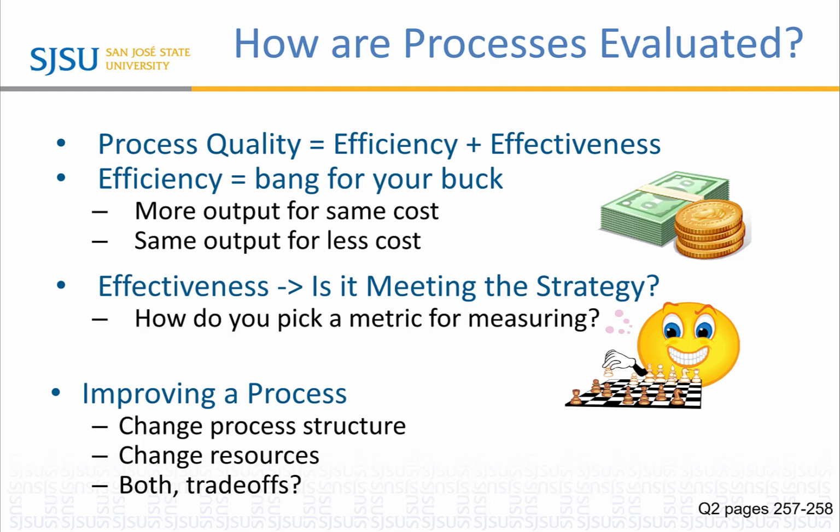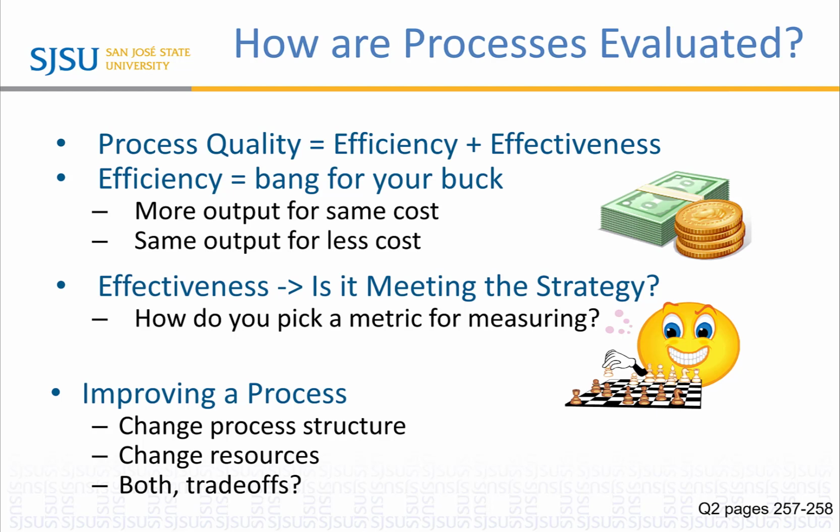On the other hand, the effectiveness of a process is: is it meeting the strategy of the organization? What metric are you going to pick for measuring that? How do you know if you're meeting the strategy? The measures for these are often less numeric and more qualitative. This can often be based on customer surveys or reviews. So which of these is harder to measure? Hopefully you realize that's effectiveness.